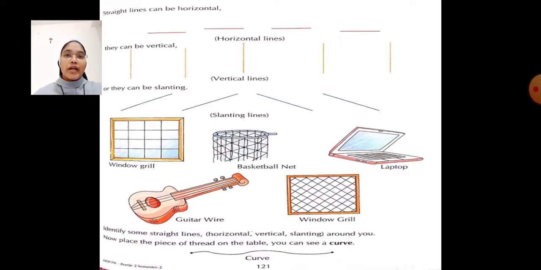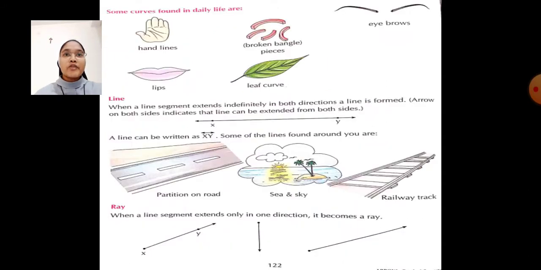Next, curve line. Now place the piece of thread on the table. You can see a curve. Dear students, when we put some thread on the table or on the floor, automatically a curve line is formed, isn't it? Some curves found in daily life are hand lines, broken bangle pieces, eyebrow, etc.